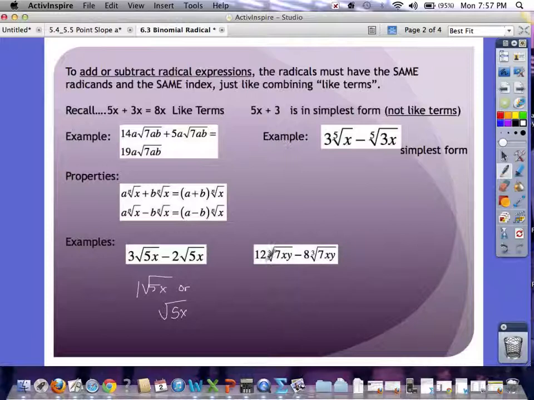All right, this one is 12 cube roots of 7xy, subtract 8 cube roots of 7xy. So we look at our index. They're both cube roots. And the radicands are the same, so we can subtract 12 minus 8, which is 4, and that'll be the cube root of 7xy. And that's all you can do with those. Those are simplified.